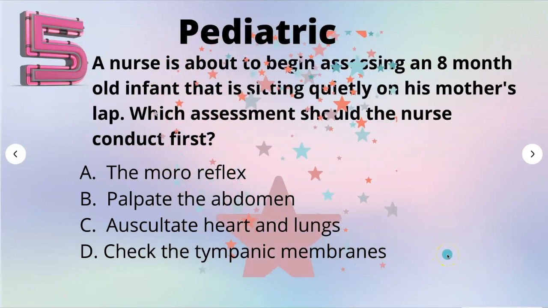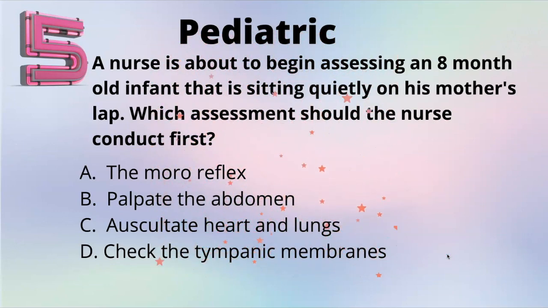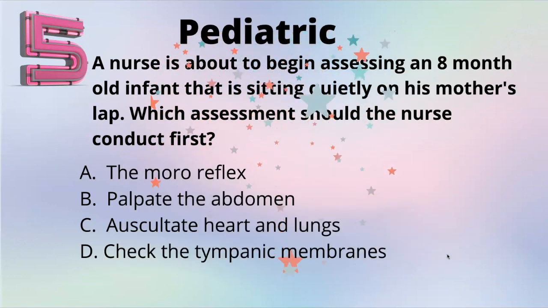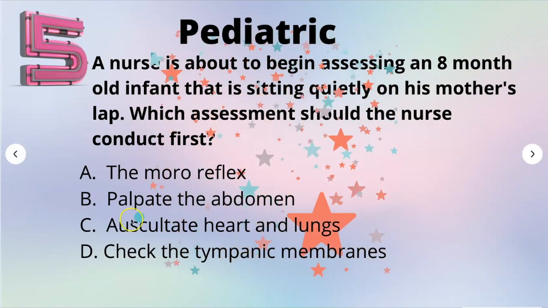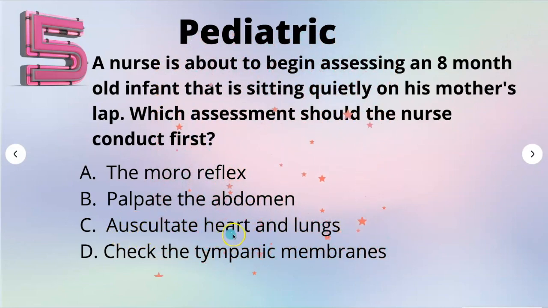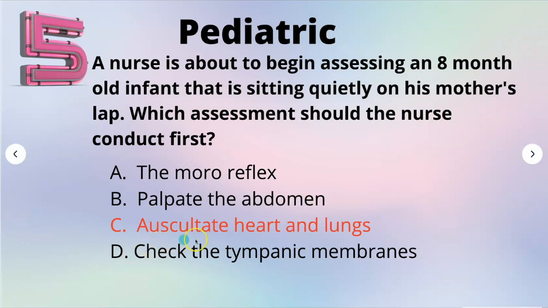So think about this logically. Basically, a baby that is sitting on the mother's lap, where are you going to start? Are you going to do the Moro reflex? Are you going to palpate the abdomen? Are you going to auscultate heart and lungs? Are you going to check the tympanic membranes? So if you said auscultate heart and lungs, you are correct.